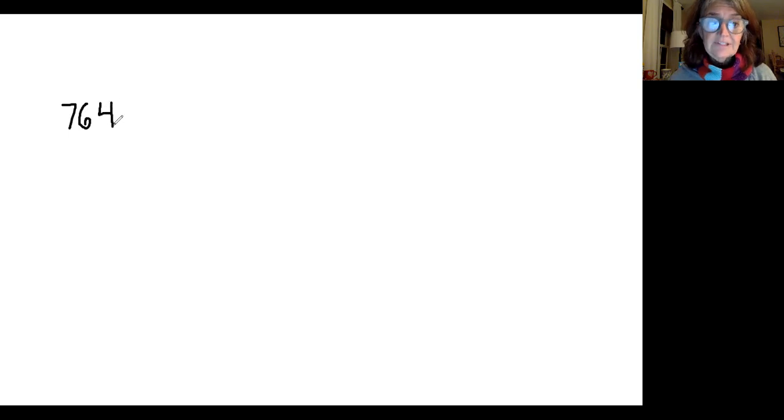So 764. This number is not in scientific notation. Scientific notation only has one number in front of the decimal place. This is where the decimal is here. We know this, right? And we have 3 numbers in front of the decimal. We only want there to be one number in front of the decimal. So I have got to move this 2 places to the left, okay?